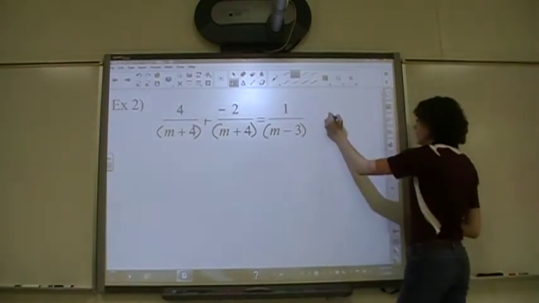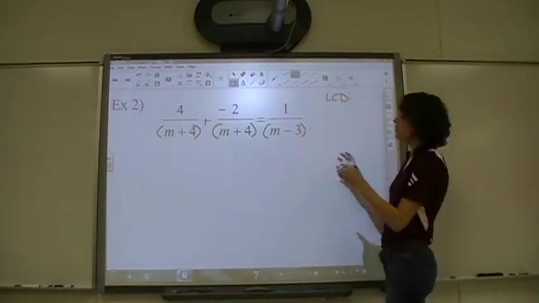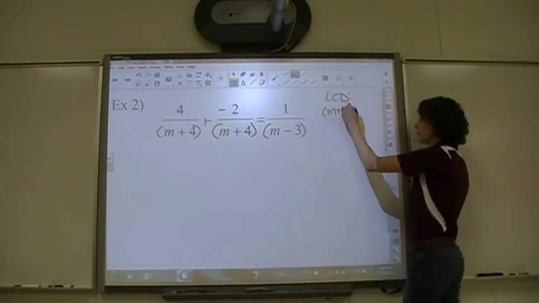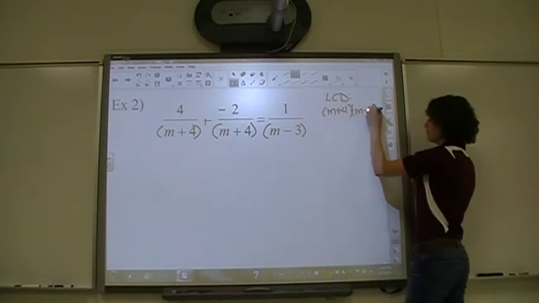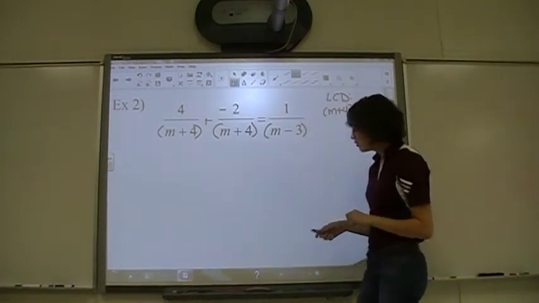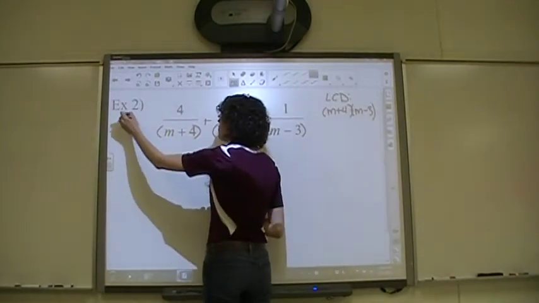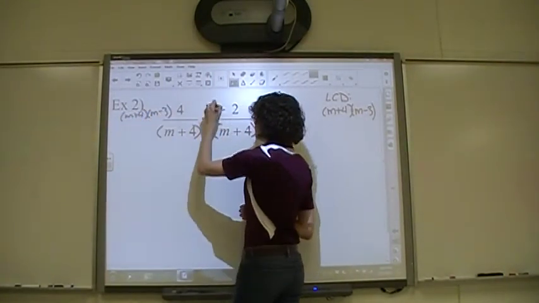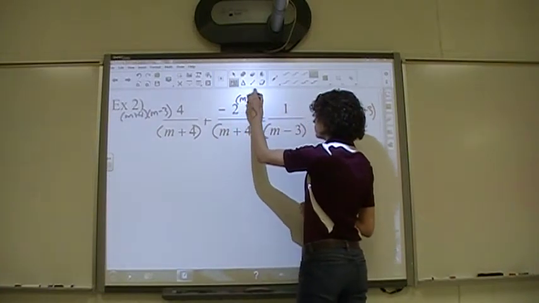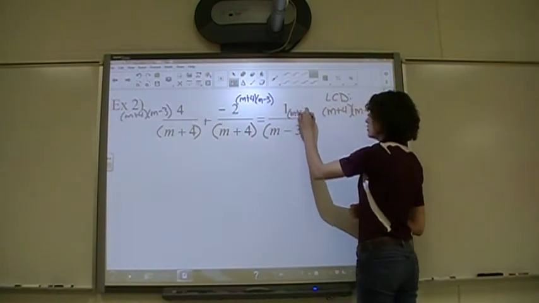Alright, let's find our LCD. So you need a factor of all of n plus 4. You also need a factor of this n minus 3. So what you want to do is go through this problem and multiply every single term by n plus 4, n minus 3, because we are going to clear fractions.